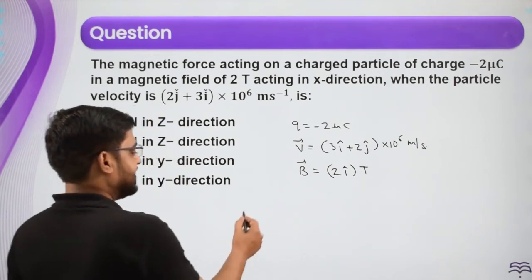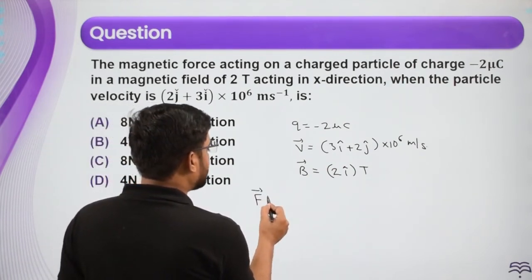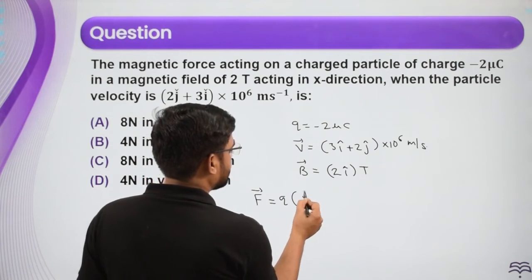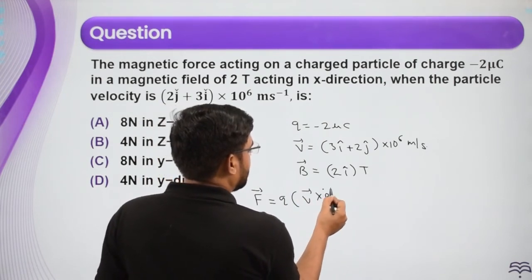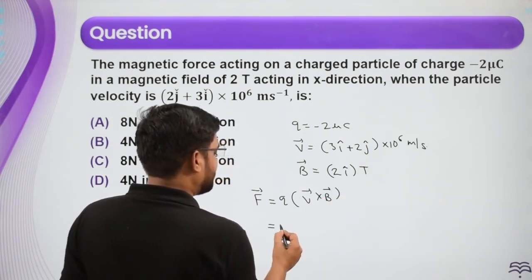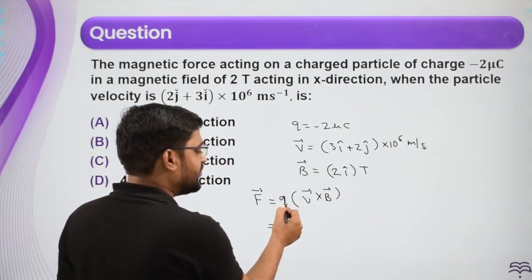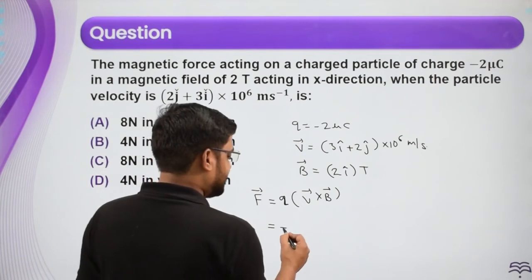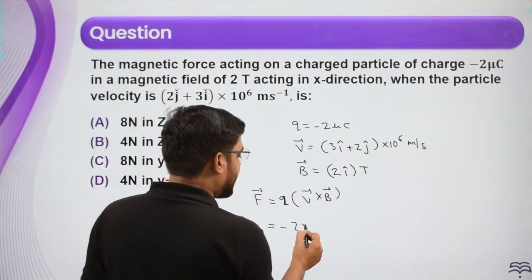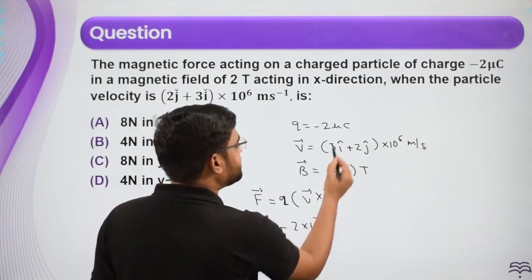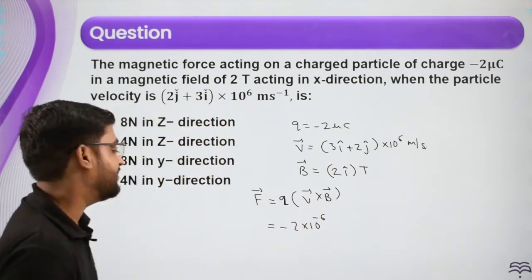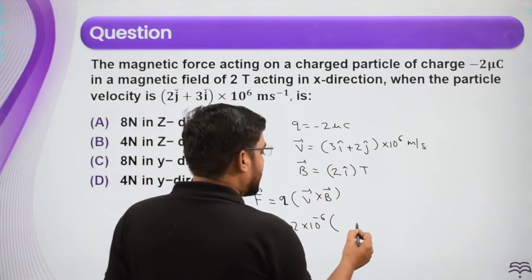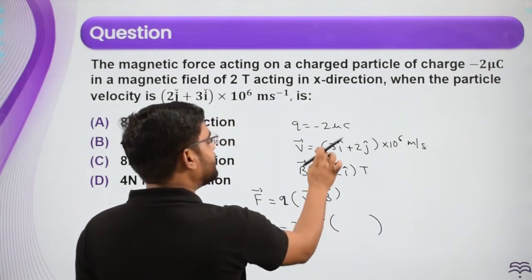Now force is basically what? Force is Q V cross B. Now see, the charge is minus 2 microcoulomb. In QVB we always put the charge with sign. So it is basically minus 2 into 10 raised to power minus 6, because that is microcoulomb, not the normal coulomb, right? So V cross B, I am doing.